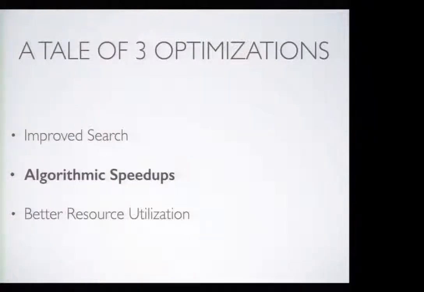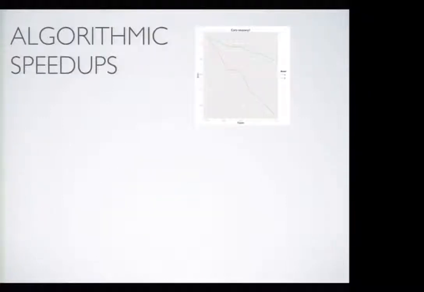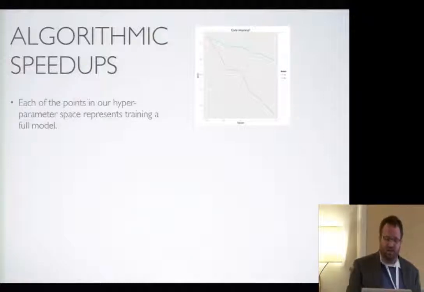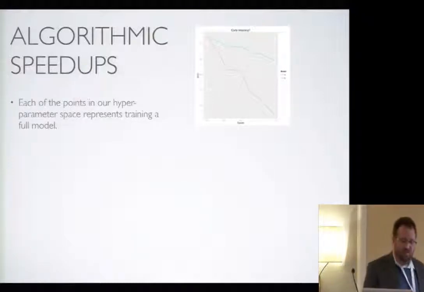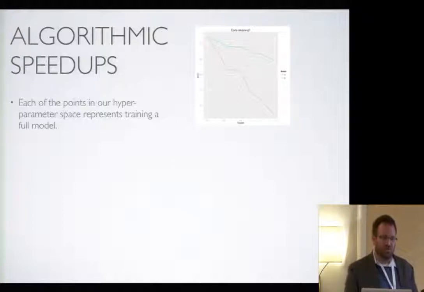So the second optimization I want to talk about is algorithmic speed up. So how can we make this model search go faster? And so this is going to be, again, taking into account this idea that each of the points in our hyperparameter space represents training a full model to completion.